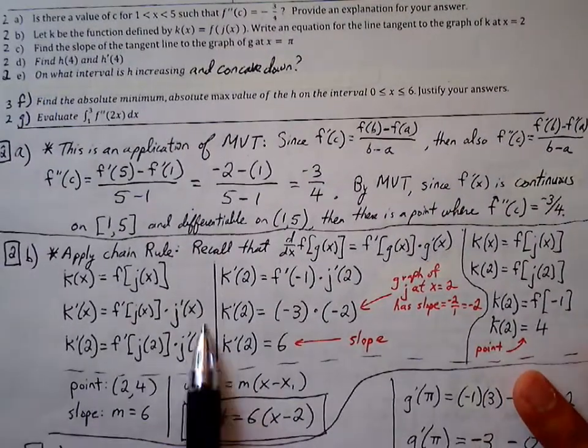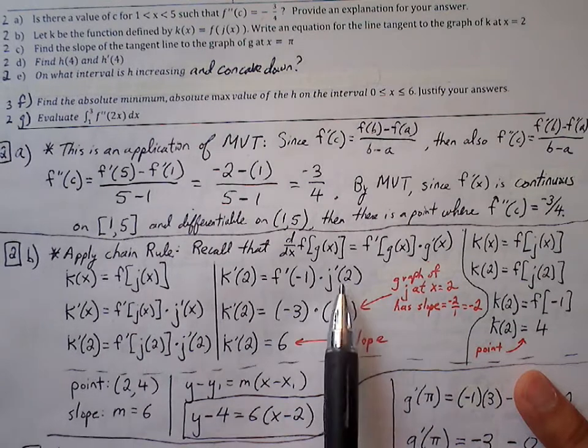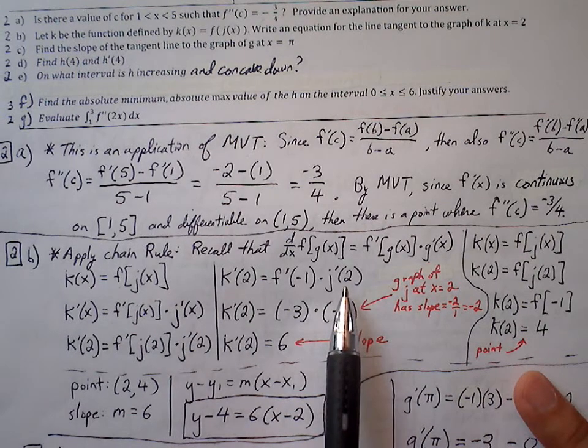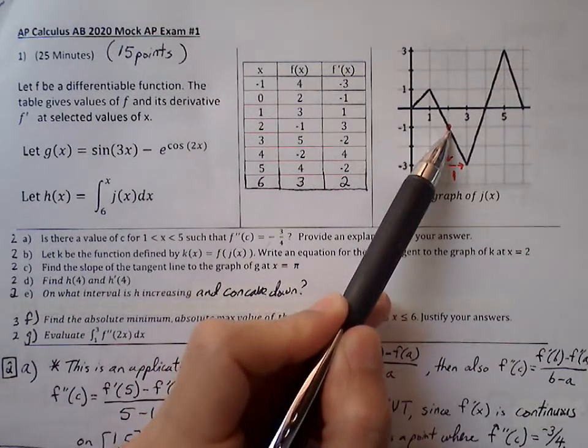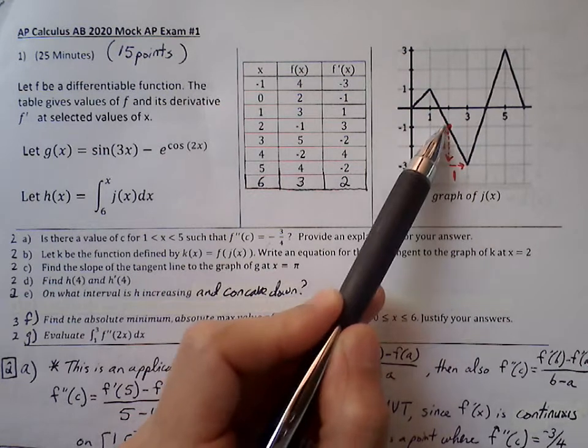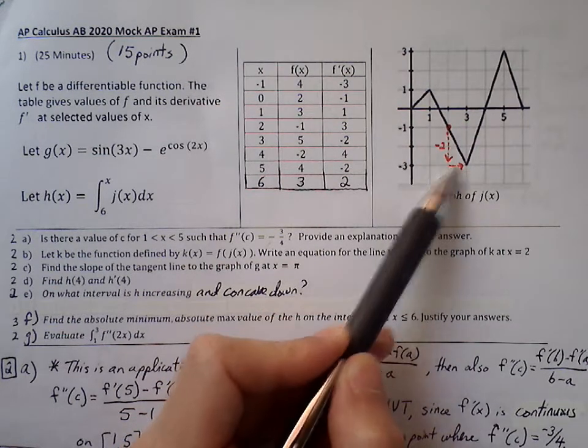And j prime of 2 is asking for the slope of the j graph at 2. So the slope of the j graph at 2, it's part of a line segment. If we just pick 2 points on this line segment and do rise over run, we do negative 2 over 1. That's a slope of negative 2.